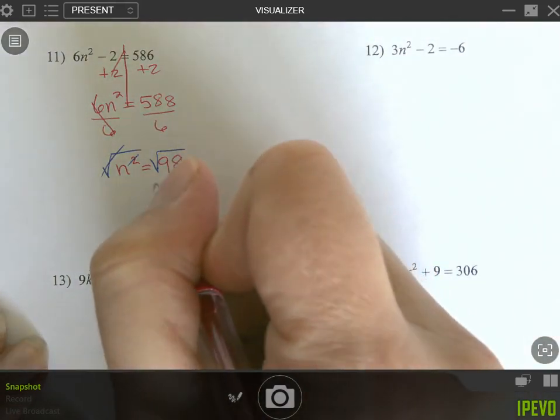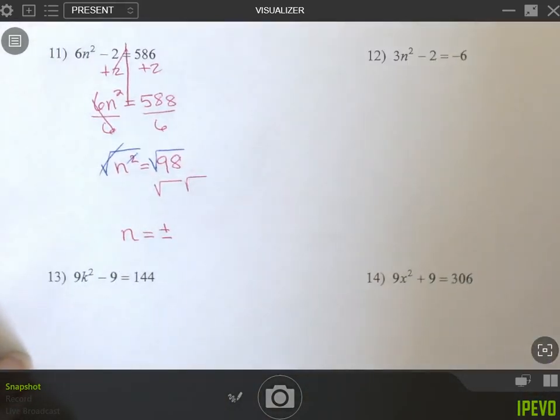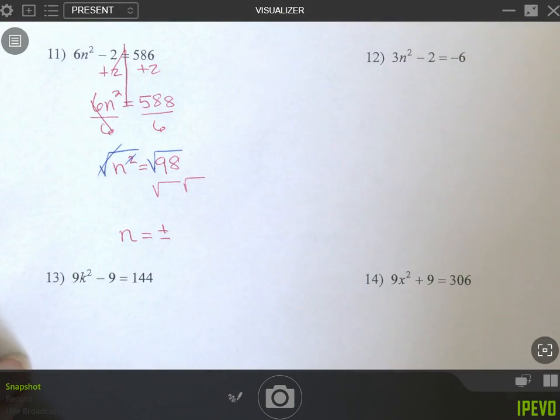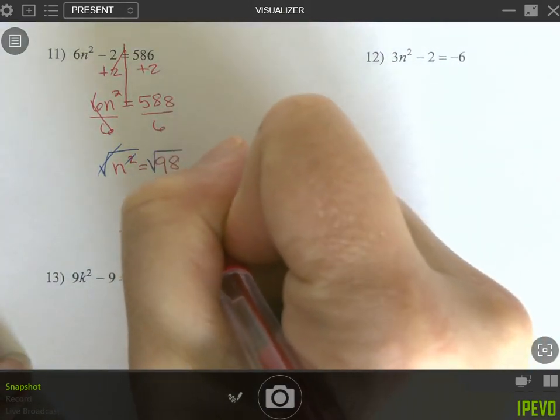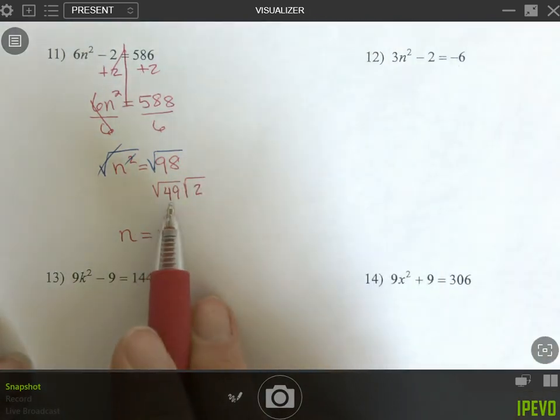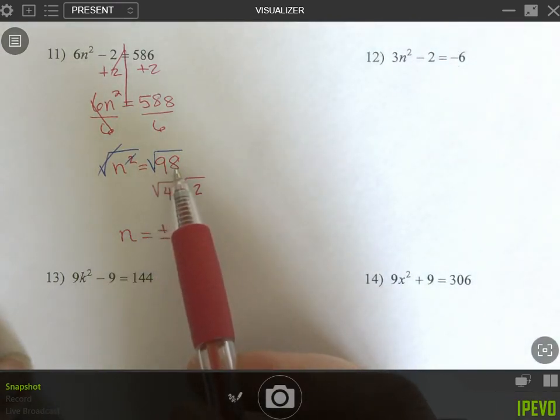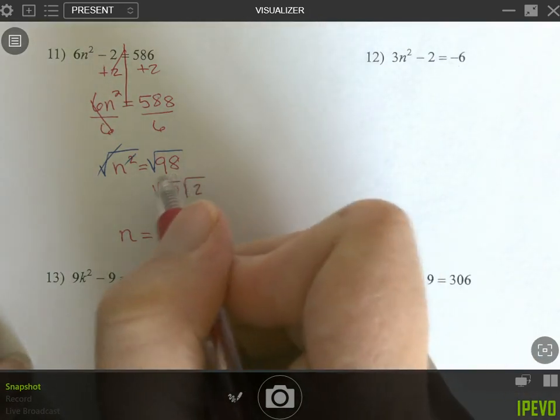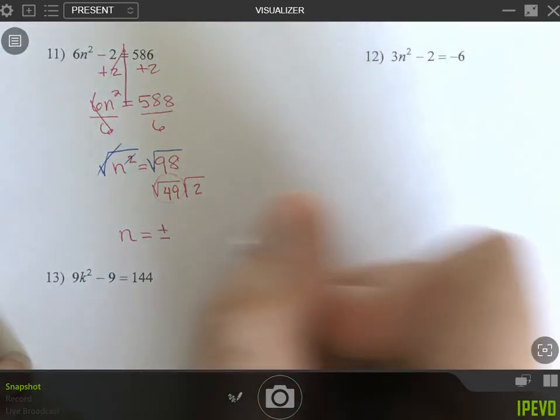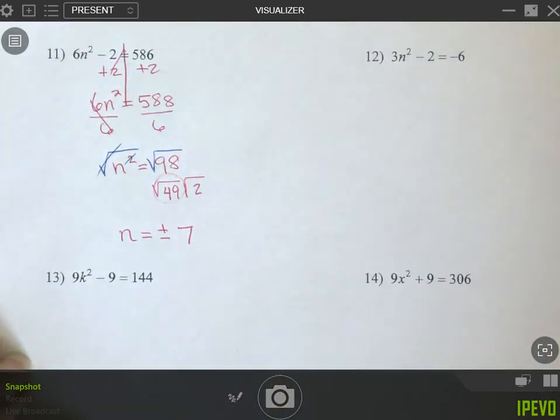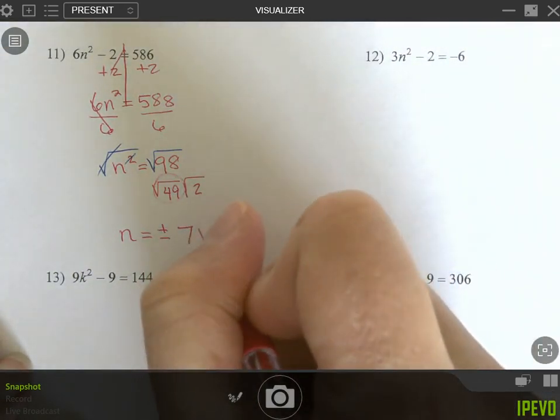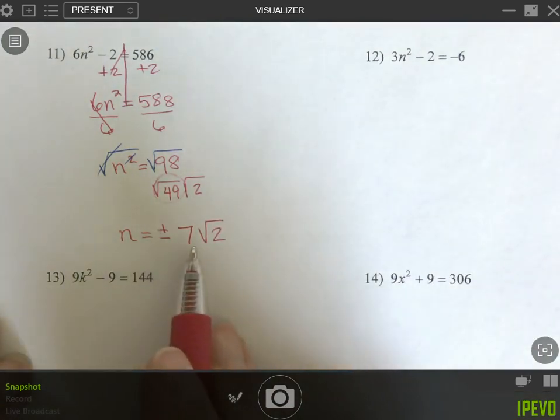Now, we need to break 98 down, and I only care about numbers if they're what? Perfect squares. 49 and 2. Now, remember the deal. We always put that perfect square first because that's what we're taking the square root of. You would have been trying a lot of numbers, but 49 is the only perfect square that goes into 98. Even the smaller ones don't. What is the square root of 49? So you'd break it out of the root sign, and then you keep the square root of 2. So this is plus or minus 7 square roots of 2.